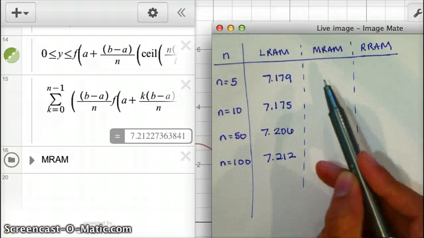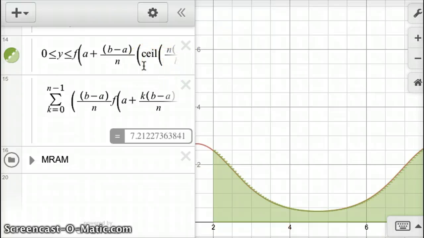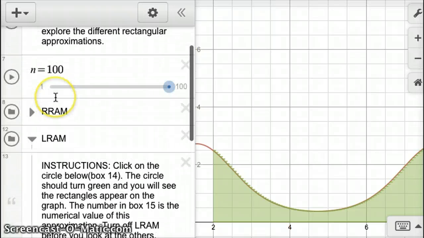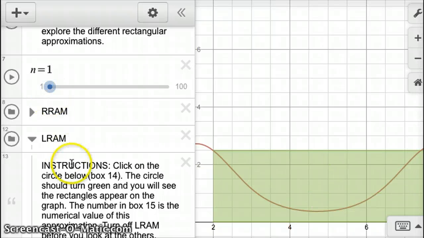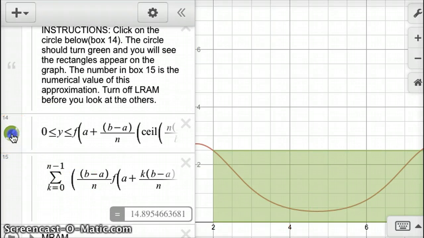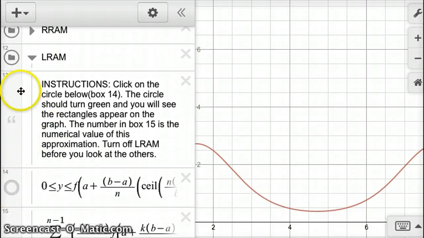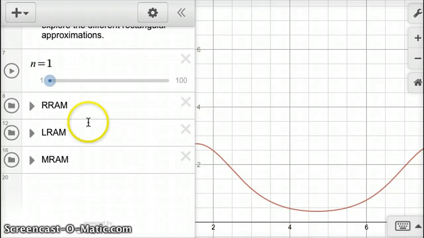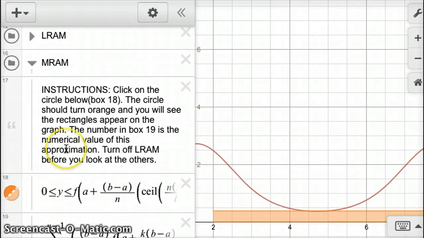I want you to go ahead and do the same process for MRAM and RRAM. Again, you're just using this tool to visualize and then to ultimately just get the numerical answer. You don't need to worry about what this formatting looks like. It's just an easy way for you to add all these numbers up that I've computed. In order to go back and do RRAM and LRAM, you're going to want to reset n to whatever original number you wanted. And make sure that you take away the shading, because the green shading was just for LRAM. So click that circle to turn the left-hand approximation off. And then you can go into the midpoint approximation and turn this one on. You should be good from here.